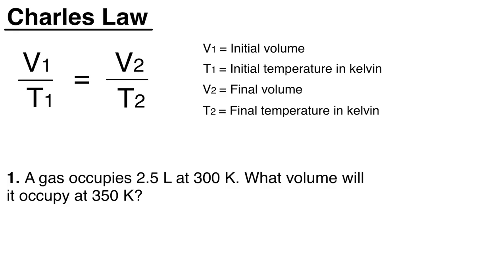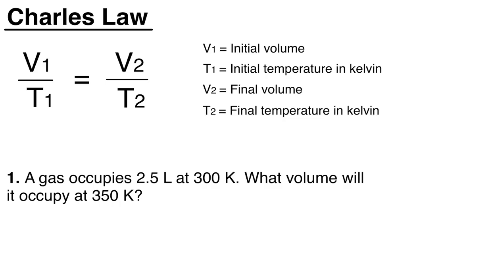Hey everyone, so in today's video we're going to be going over Charles' law. So as you can see, the equation for it is V1 over T1 is equal to V2 over T2. V1 and V2 being the initial and final volume, and then T1 and T2 being the initial and final temperature, both in Kelvin. Now it's really important that our temperature remain in Kelvin.